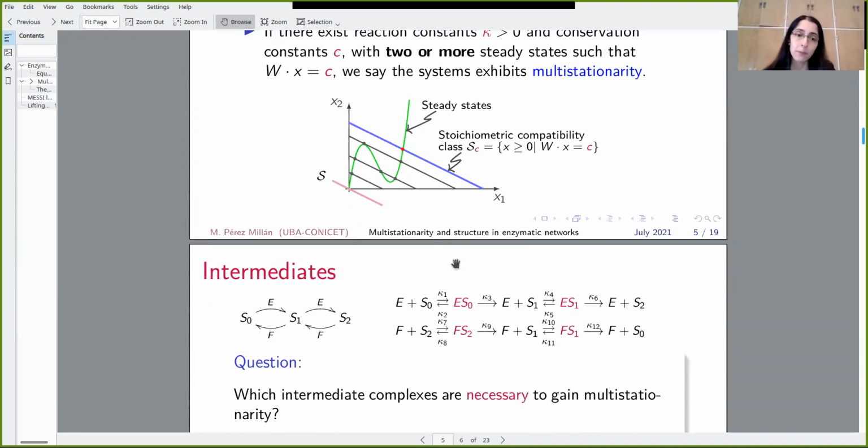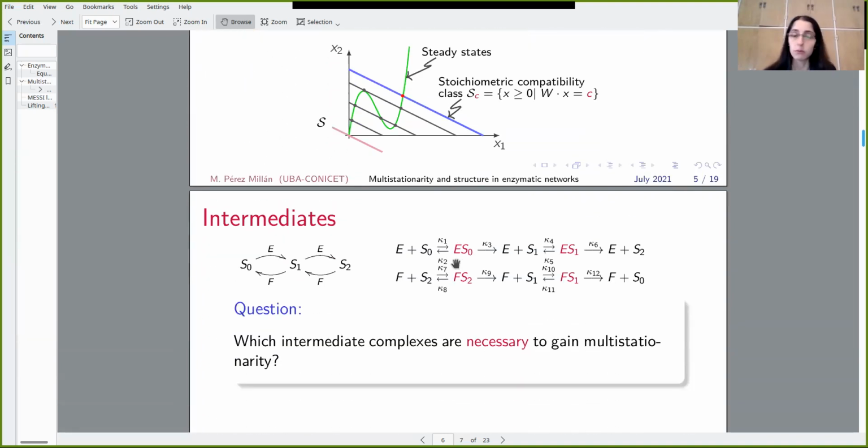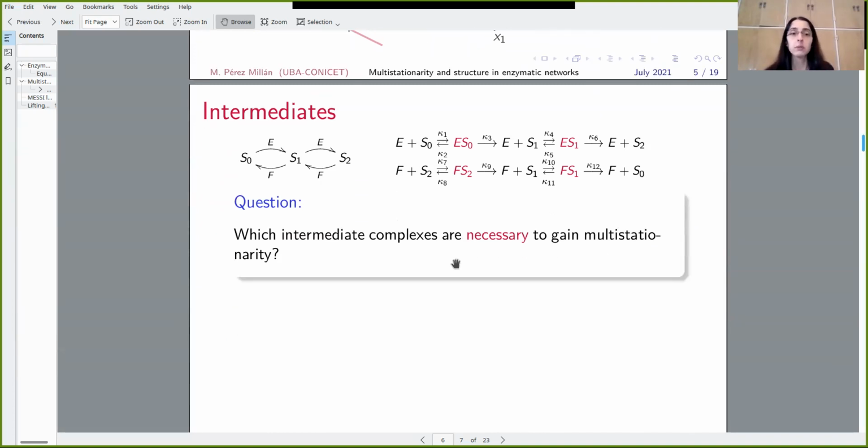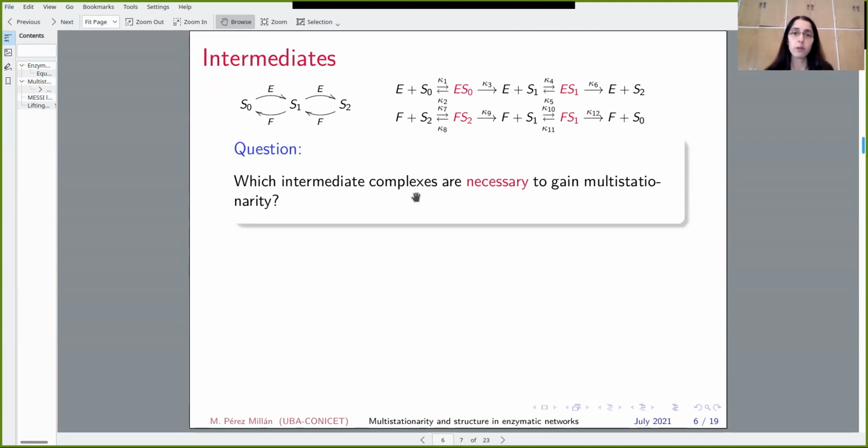So I said that we will focus on intermediates. I will not be very technical about what intermediates are, but I'll show them on an example. So consider, for instance, this two-site cycle, where S0 gets transformed into S1 with the aid of E, and then S1 gets transformed into S2 with the aid of E, and then F goes back.